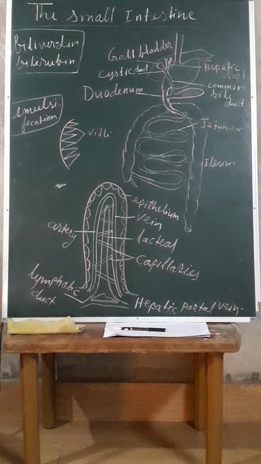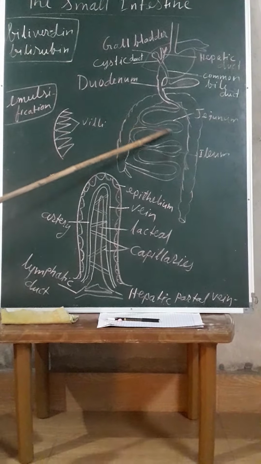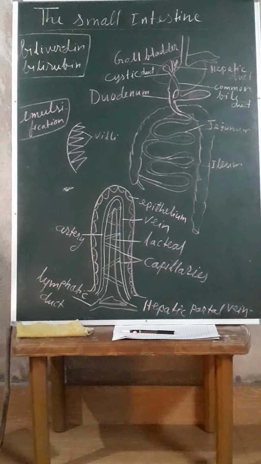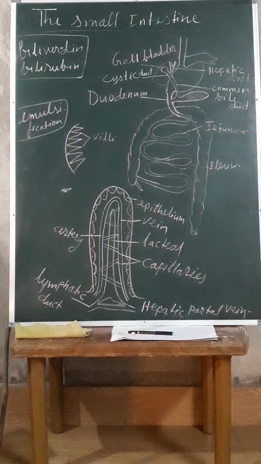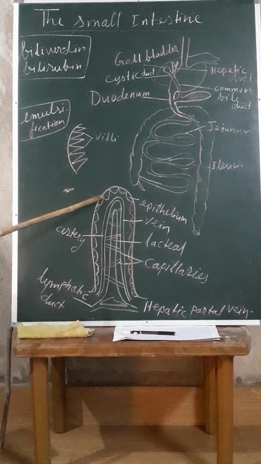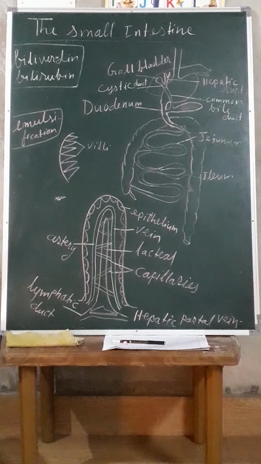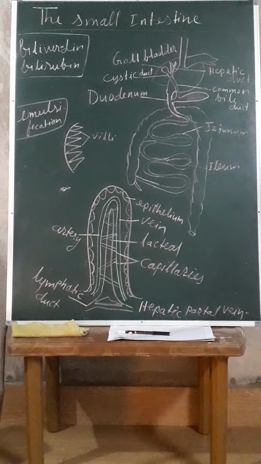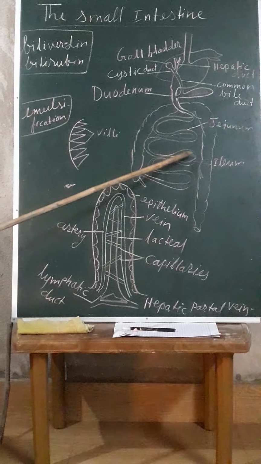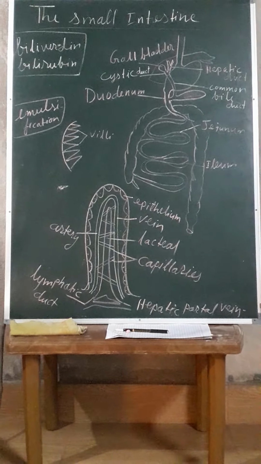Adaptations of the ileum for absorption of digested food: It is very long, so more surface area is provided. The large number of villi further increases the surface area for absorption. It is covered with a single layer of epithelium, and it is very narrow for slow movement of food, allowing absorption of digested food.